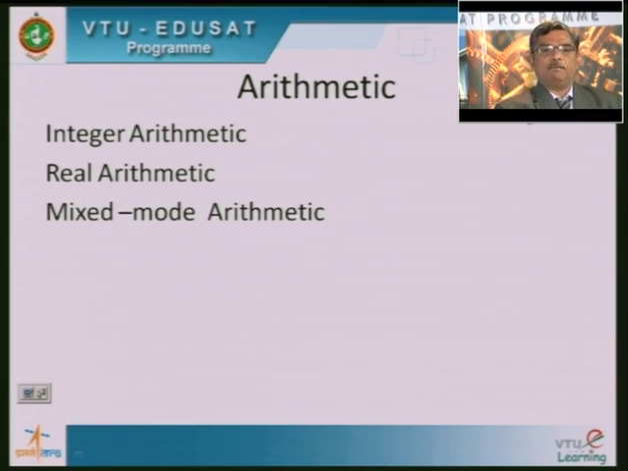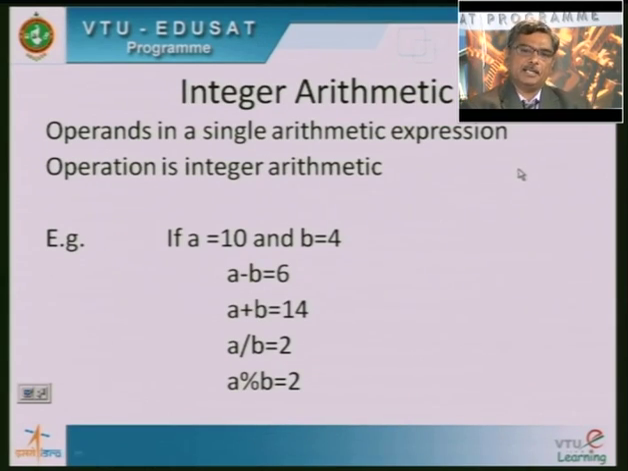Let us first look at arithmetic: integer arithmetic, real arithmetic, mixed mode arithmetic. If you want to do only integer calculation, you use integers. Sometimes you will use floating type variables, which is real arithmetic. First one, integer arithmetic. Say a is equal to 10 and b is equal to 4. Both a and b are integer variables. Now if you subtract, you will get 6 as the result. Add, 14. Division, you will get 2.